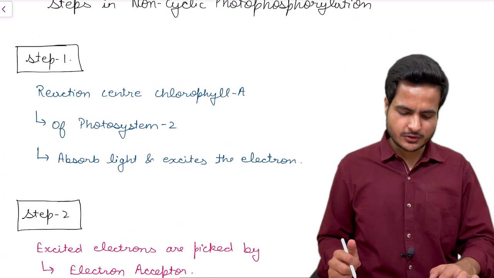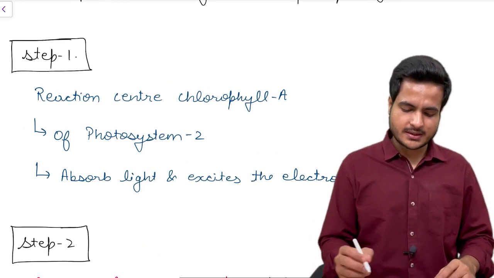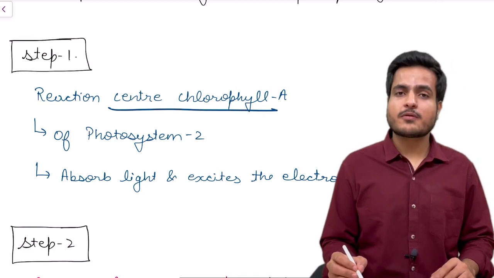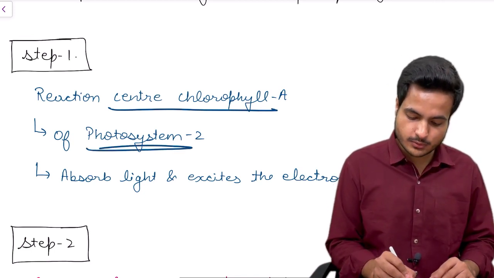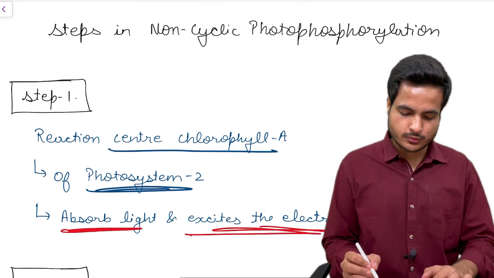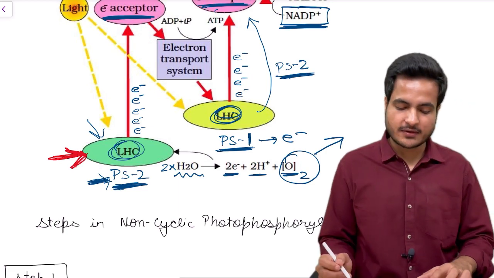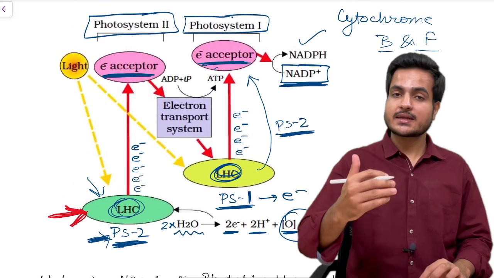Let us discuss individually. What is the first step? The first step is the reaction center, which is made up of chlorophyll A molecule of photosystem 2. It will absorb the light and excite the electron. So we are talking about this stage right now. Light is falling on this light harvesting complex and it is exciting the electron.